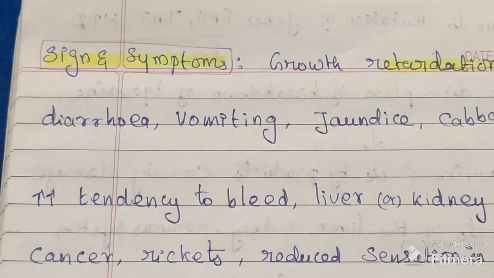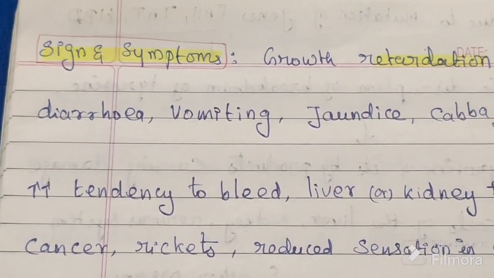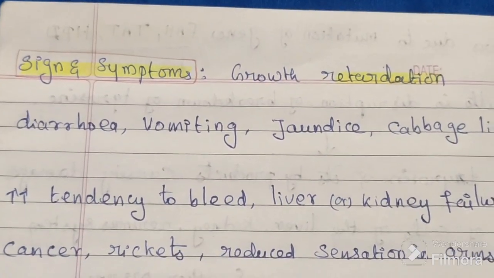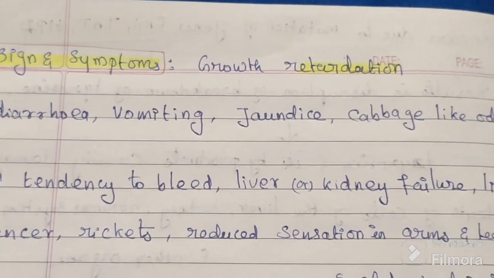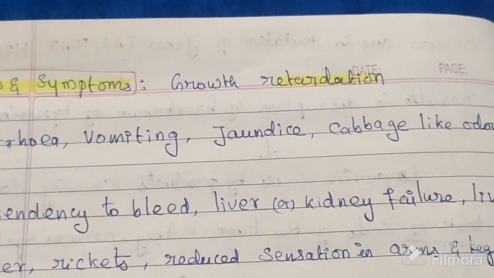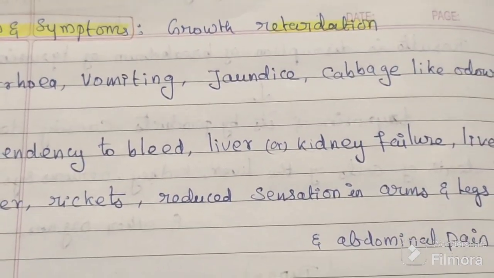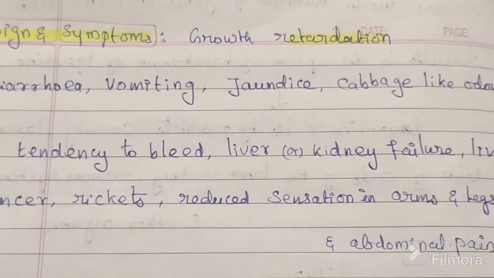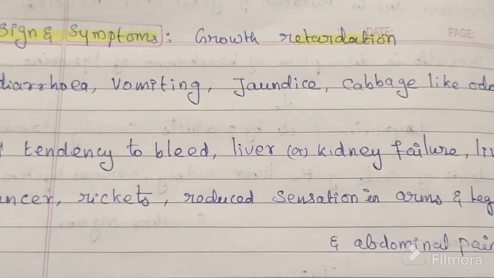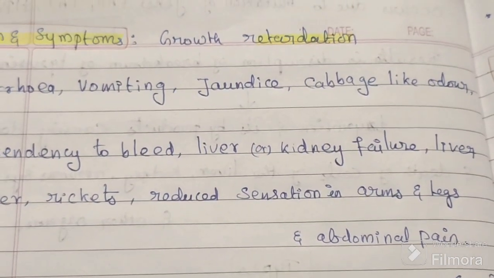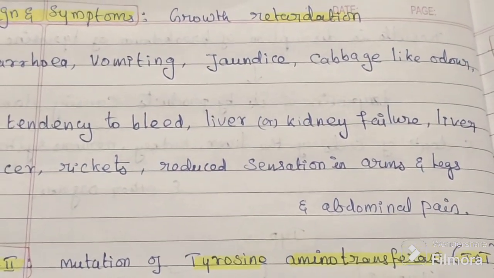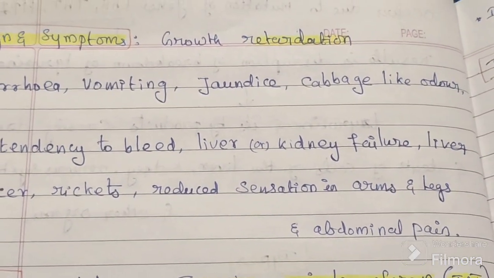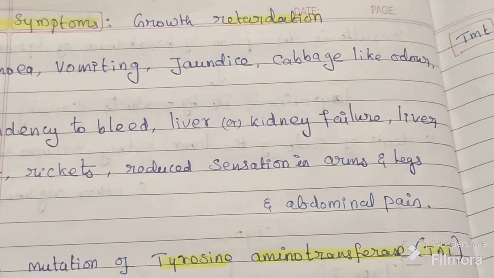The signs and symptoms begin in the first few months of life. There is growth retardation, diarrhea, vomiting, jaundice, cabbage-like odor, increasing tendency to bleed, liver or kidney failure, liver cancer, rickets, changes in mental state, reduced sensation in the arms and legs, and abnormal pain.